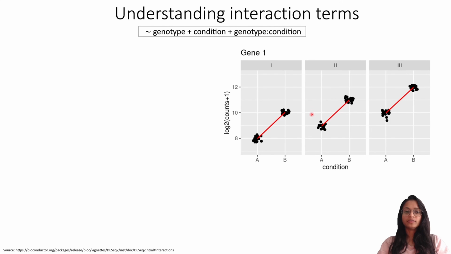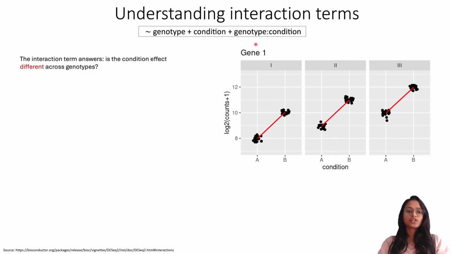So this experiment here involves three genotypes, genotype 1, 2 and 3, and two conditions, condition A and B. For a particular gene, gene 1, the experiment records the expression levels on the y-axis as log 2 counts plus 1, which are measured across all the genotypes for both the conditions. The black dots here represent individual samples, and the red lines connect the average expression levels for conditions A and B across each genotype. Let's say this is our design, and this is the interaction term. So let us understand this in a little more detail.